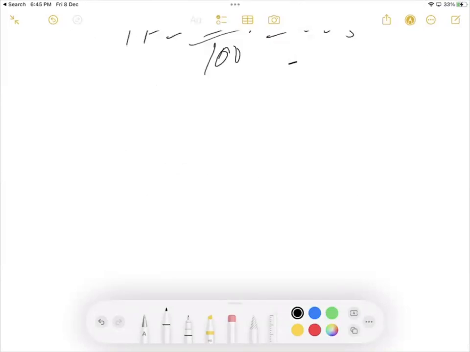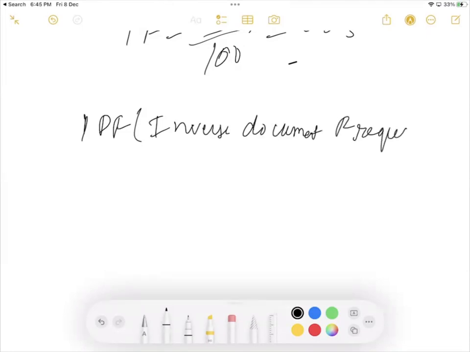Now let's talk about what IDF is. IDF is inverse document frequency. I think I mentioned it wrongly in the introduction video: the D stands for document. So, IDF.